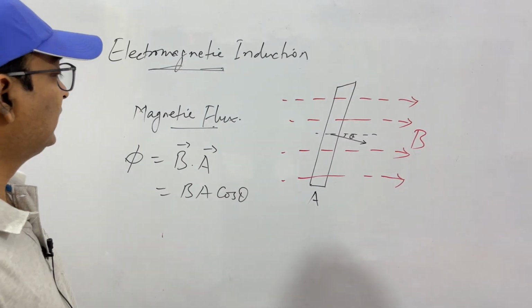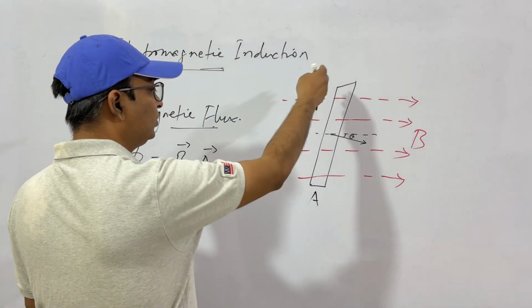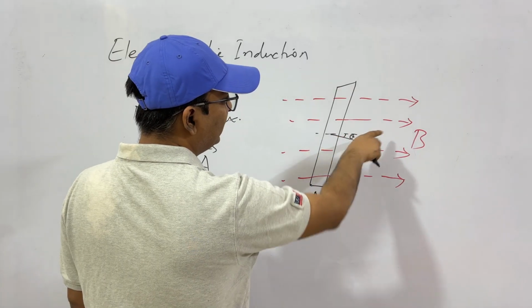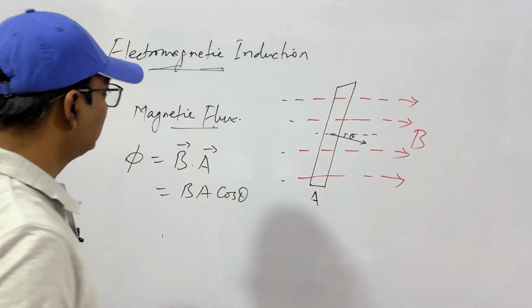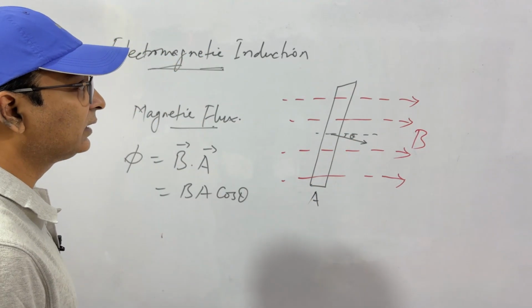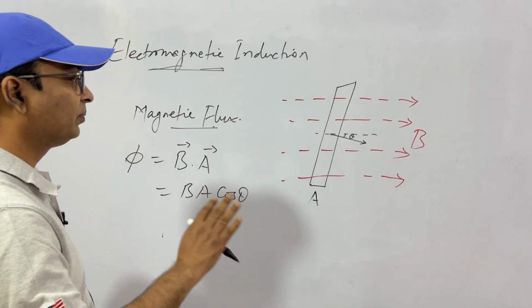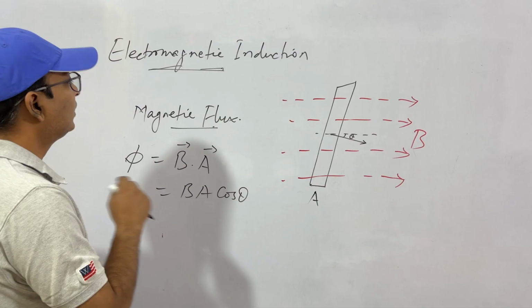So what is flux? Flux is magnetic field times area, where the normal to the area and the angle between it and B have to be taken into consideration. So this is the meaning of magnetic flux, and it is similar to the electric flux that we have already read. So magnetic flux is clear. Now let's see.